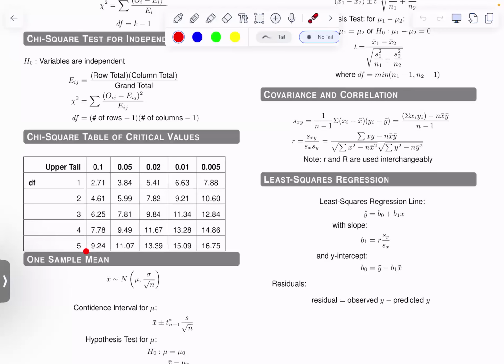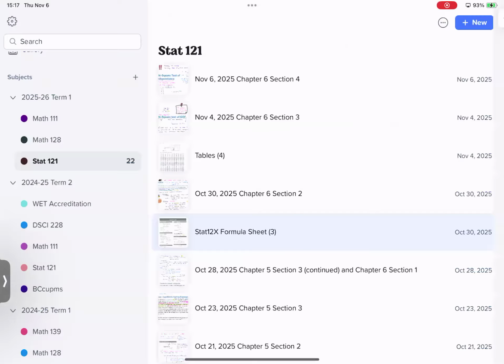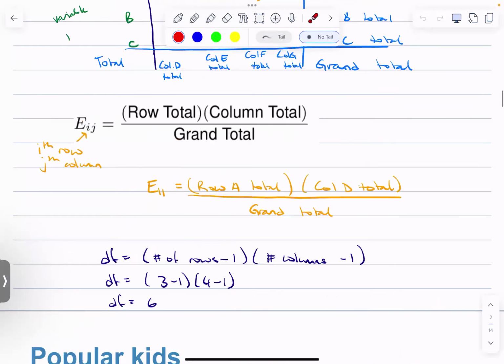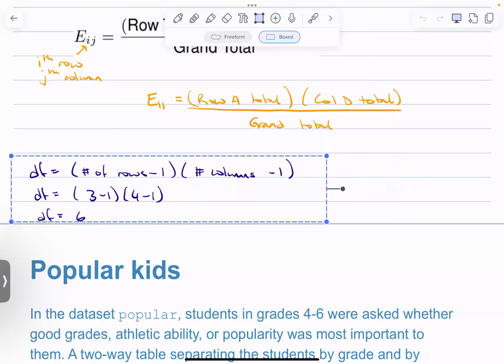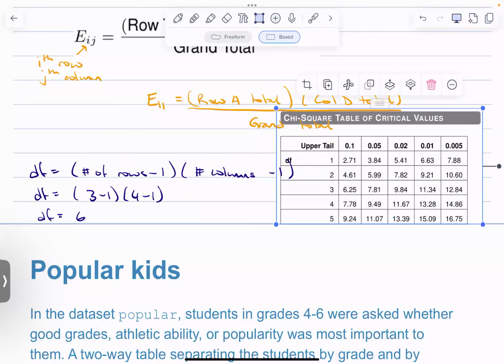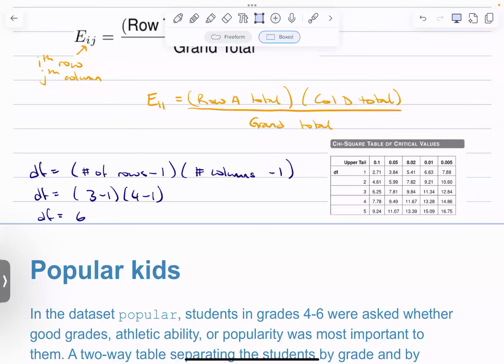Notice that I stop at 5. So this contingency table is too big, right? Because I can't give you something with 6 degrees of freedom because I don't give you the table for it. And so I'll highlight that there's kind of a limit to how many rows and columns I can give you. All right, so on the test, we have a maximum of 5 degrees of freedom.